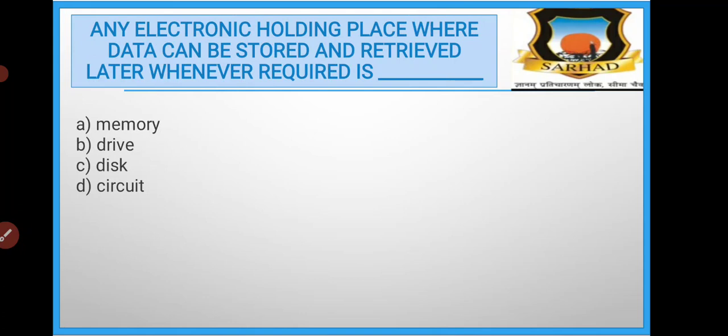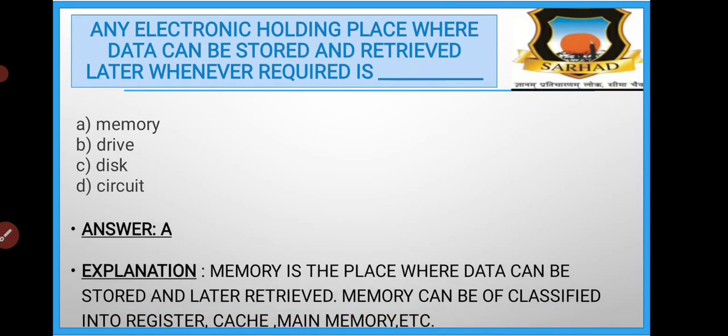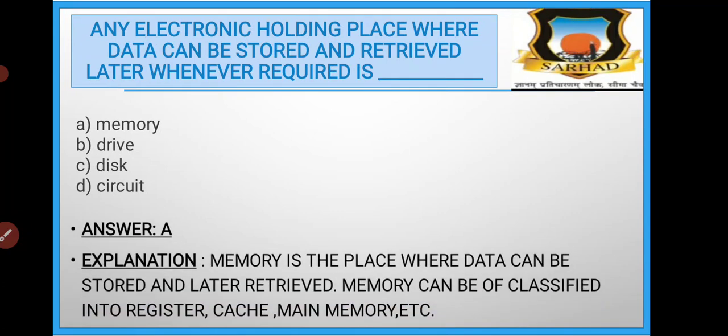Now question number 25. Any electronic holding place where data can be stored and retrieved later whenever required is dash dash. Option A, memory, option B, drive, option C, disk, and option D, circuit. So the correct answer is option A, memory, because memory is the place where data can be stored and later retrieved, and memory can be classified into register, cache, and the main memory, etc.